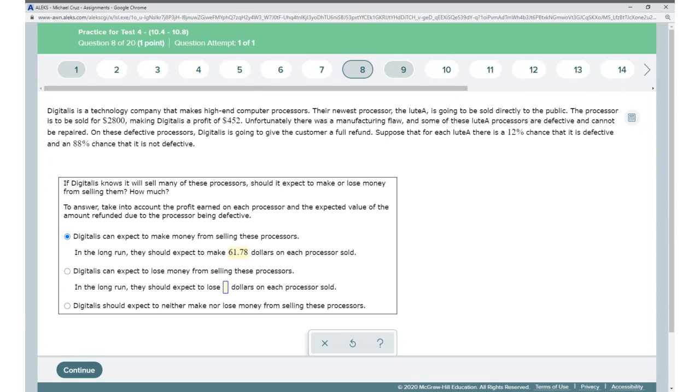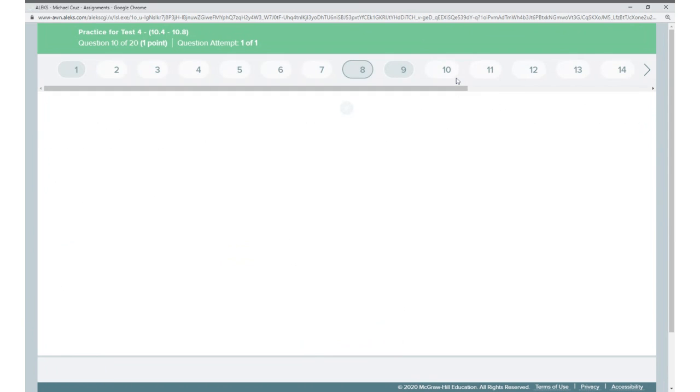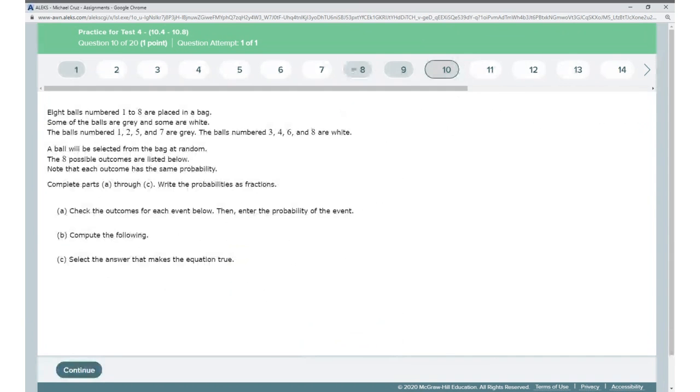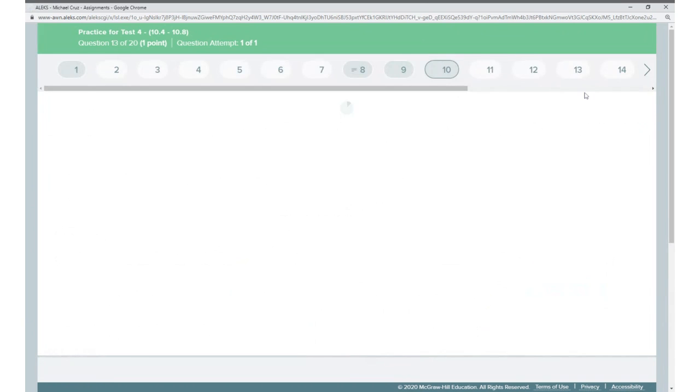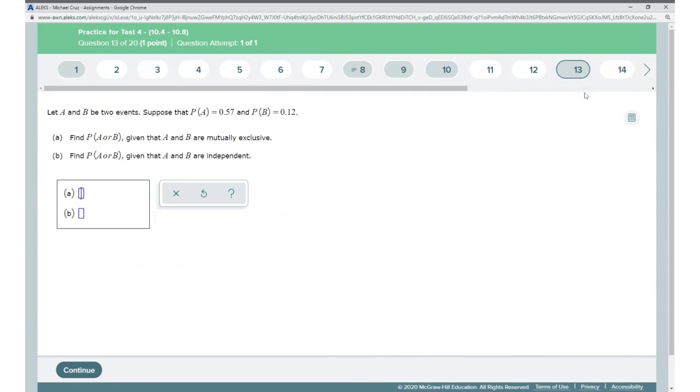All right, so let's say we jumped. I had them written down here. So 13 was the next one we didn't do. All right.